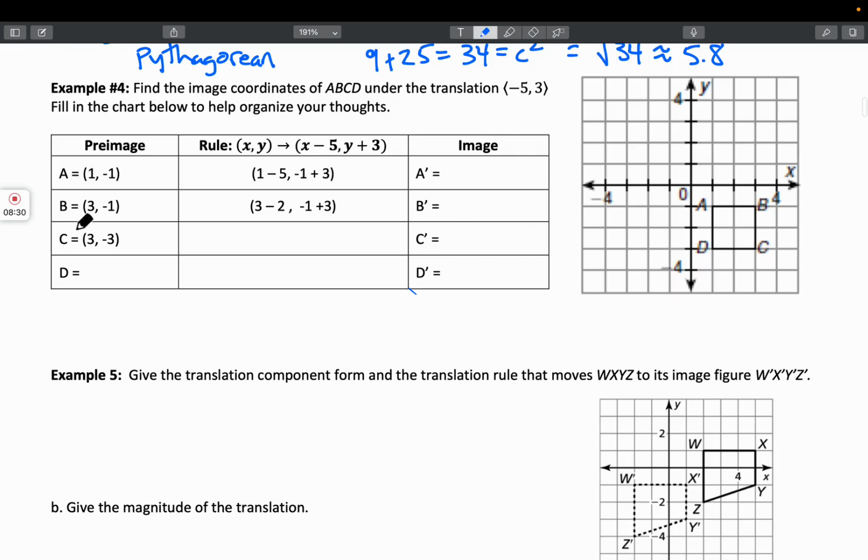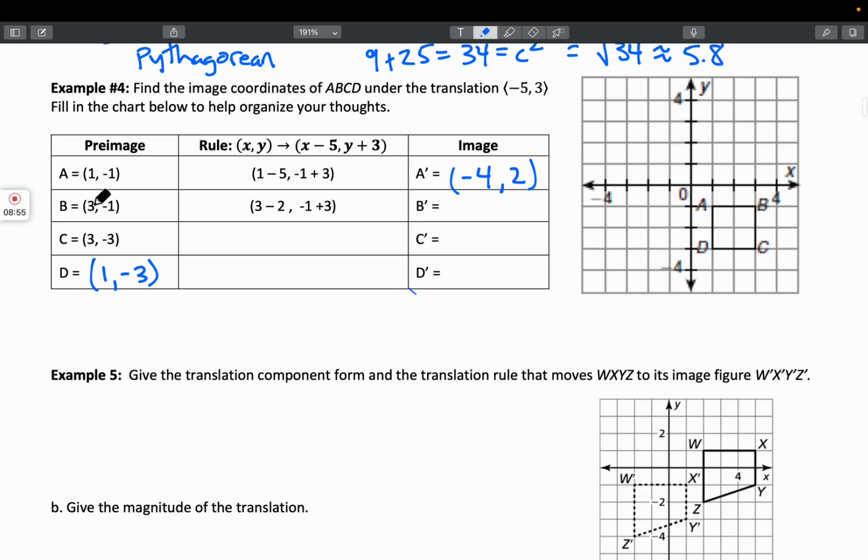You'll notice that we got A, B, C. Our D coordinate here should be the coordinate 1 over and -3. Next, we're going to run it through this rule where we're subtracting 5 from the x and adding 3 to the y. So you'll see that we got 1 minus 5 and -1 plus 3. The resulting image coordinate then would be (-4, 2).